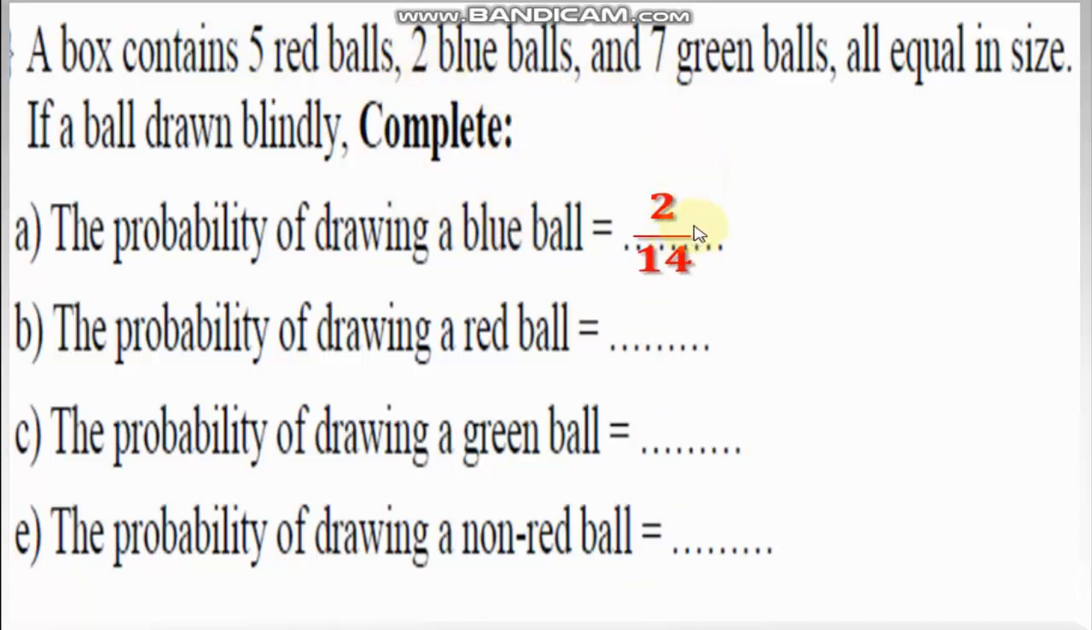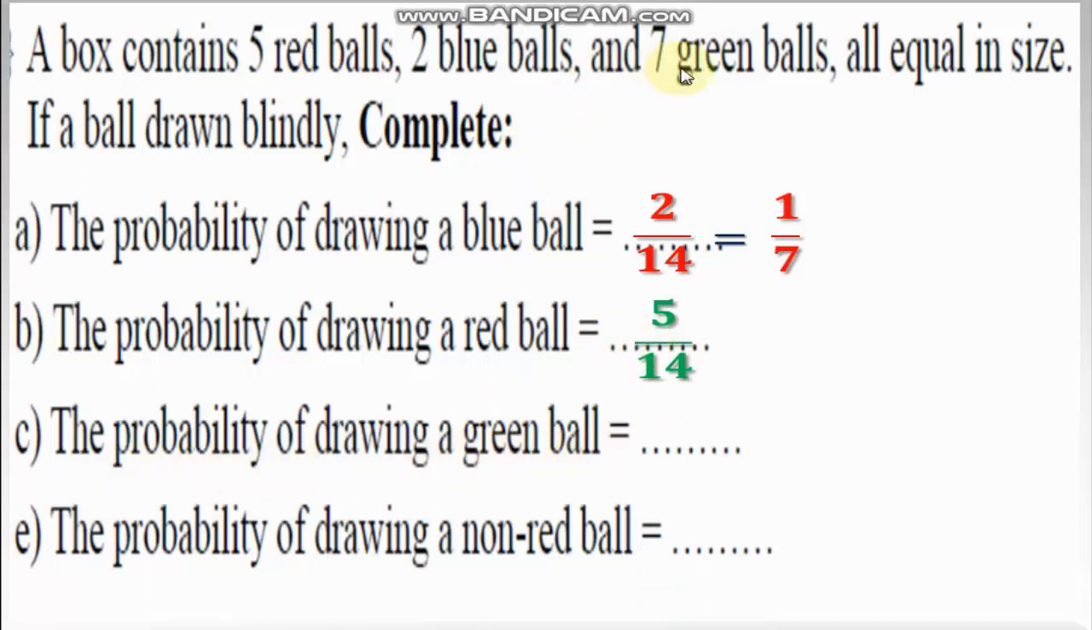We can put it in the simplest form by dividing numerator and denominator by 2. 2 divided by 2 equals 1 and 14 divided by 2 equals 7. It's 1 over 7. Letter B. The probability of drawing a red ball. We have 5 red balls and the total number is 14. It's 5 over 14.